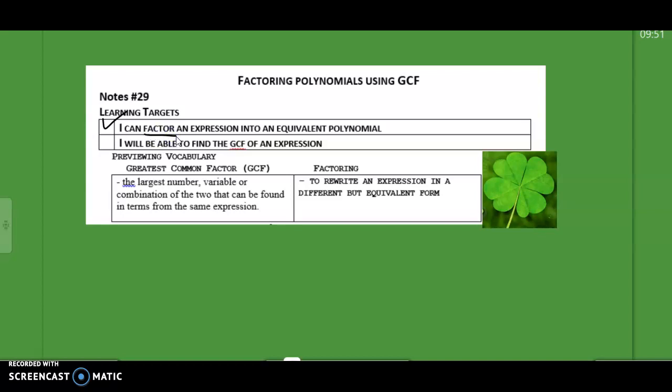We're going to be able to find the GCF, the greatest common factor of an expression. And so that's some of our vocabulary for today. GCF, greatest common factor, which is the largest number, variable, or combination of the two that can be found in terms of the same expression. So anything that they have in common and the most that they have in common would be part of your GCF. And then again, factoring, like I said, is just the ability to rewrite an expression in a different form, but an equivalent form. And it's going to look like the distribution property. Okay?